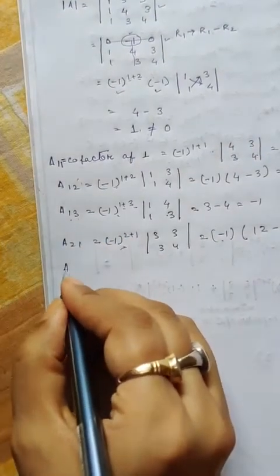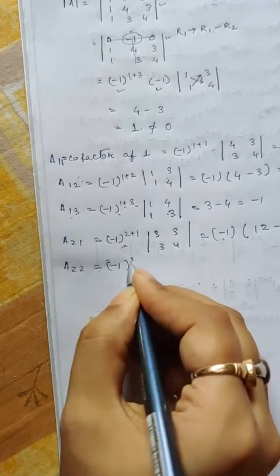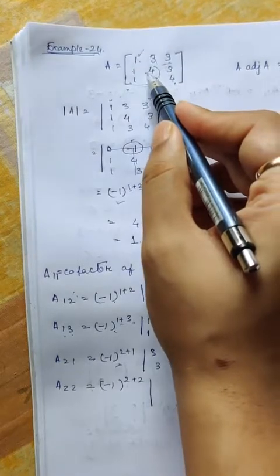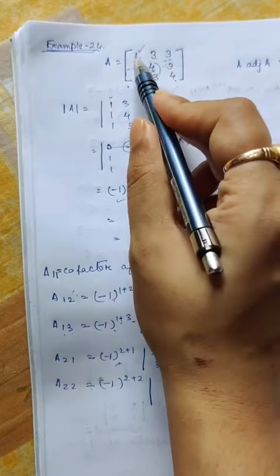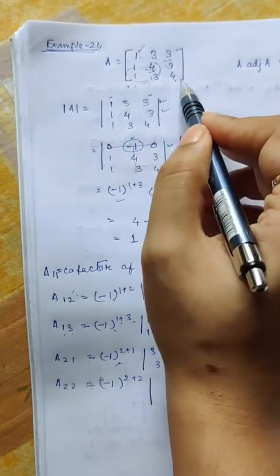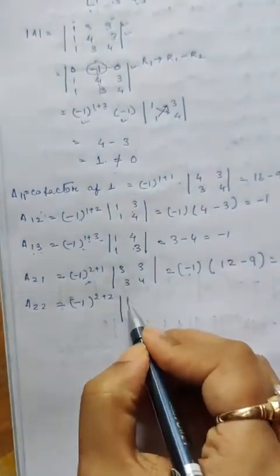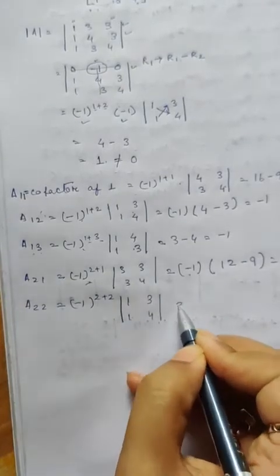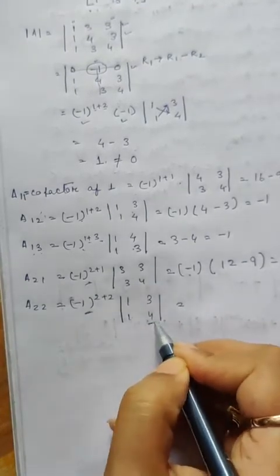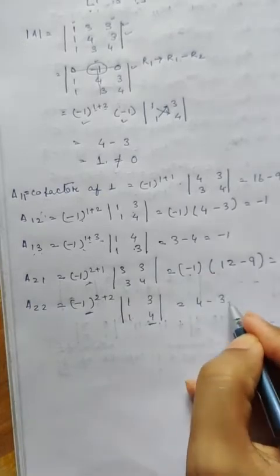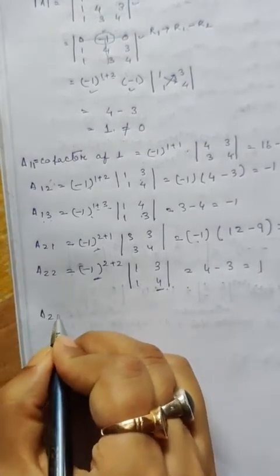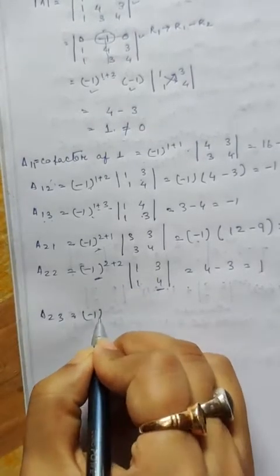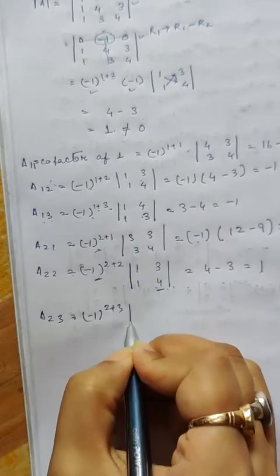Now A22, so minus 1 to the power 2 plus 2, and 22 means for this 4, second row second column. We have to eliminate the second row second column. So we will be left with 1, 3, 1, 4. So let's write 1, 3, 1, 4. From here we will get plus 1, and from here 4 minus 3, so 1.